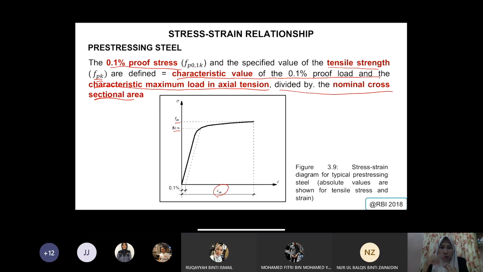So exactly, in a way, when you want to design or check and calculate your moment, you have to include it or treat it as a tendon.